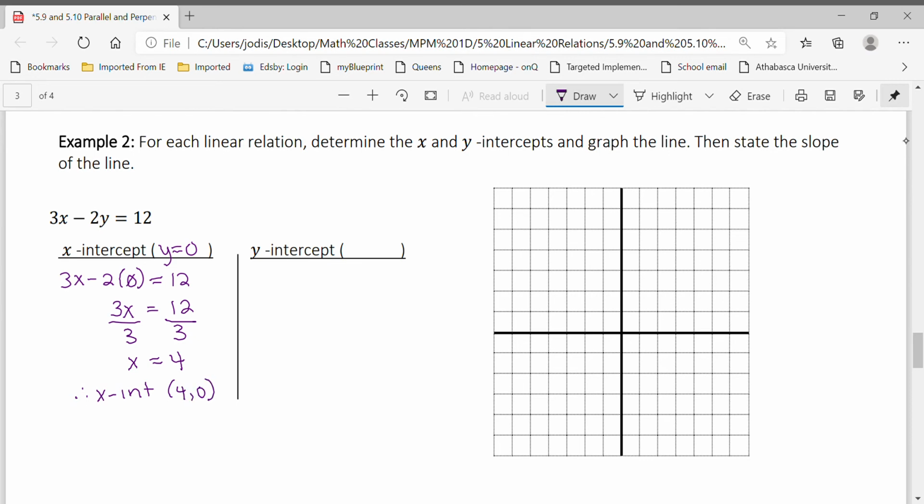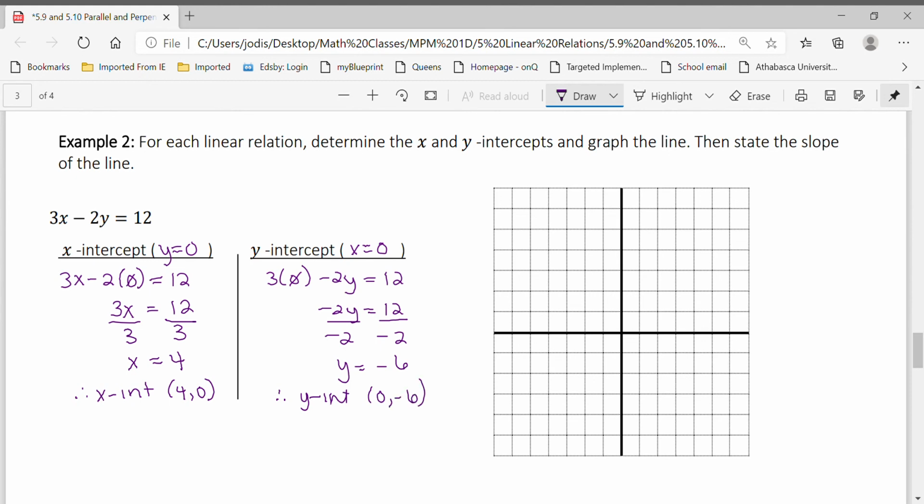Now we're going to do the same idea for my y-intercept, except this time x equals 0. So now we've got 3 times 0 - 2y = 12. So the 3 times 0 is 0. We've got -2y = 12. Divide both sides by -2, and y equals -6. So this means that our y-intercept is (0, -6).